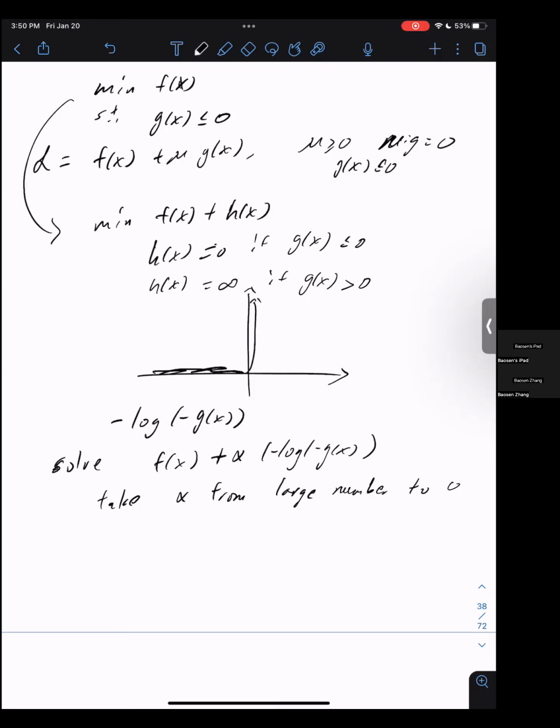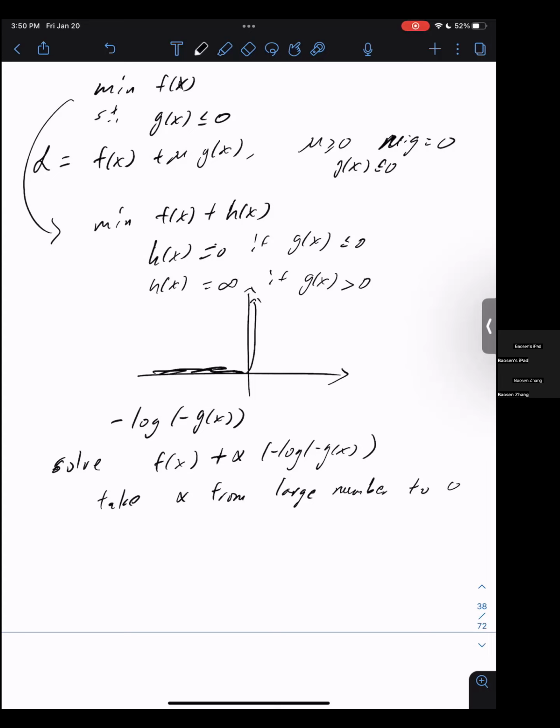Okay, so what you do is start with some alpha, then you keep reducing this number. When alpha is sufficiently small, you basically get to the original problem. This is called the interior point method because you start with a feasible solution. It may not be optimal, but at least feasible.